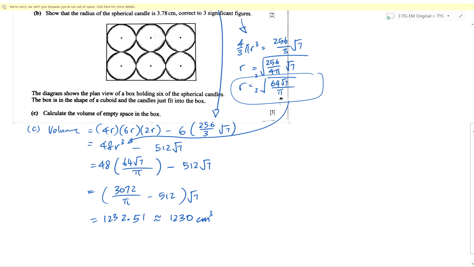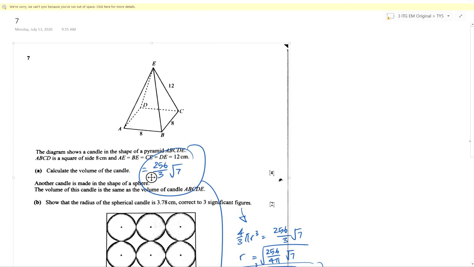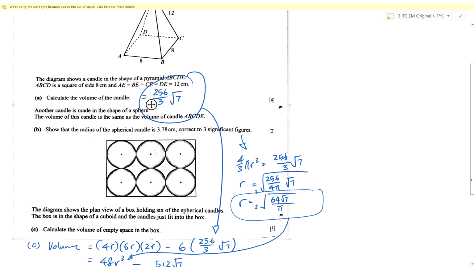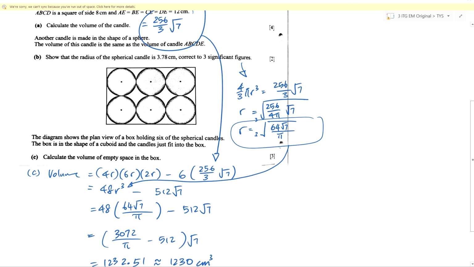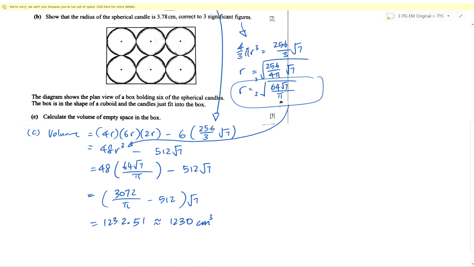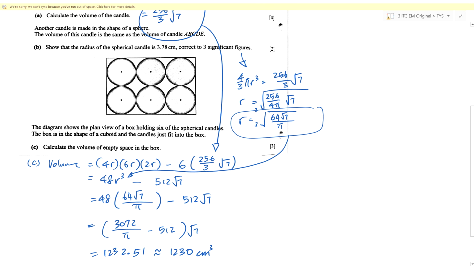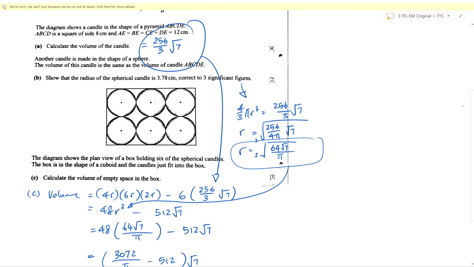Now question 7. The answer key at the back is not exact, and it shouldn't be because we've got pi involved in our calculations. So when I did this question using exact values, without rounding off, we have the answer, the volume of the candle. This is the exact value.